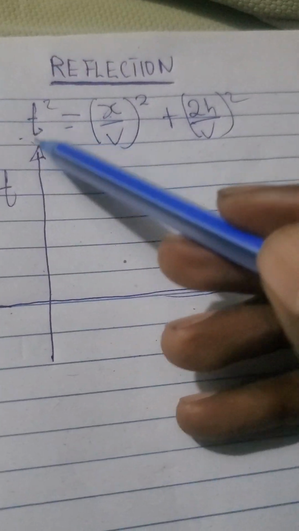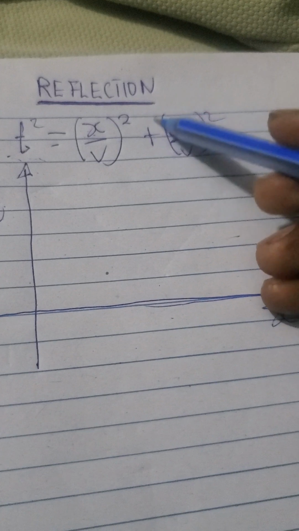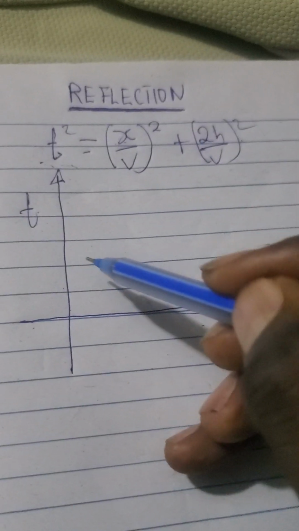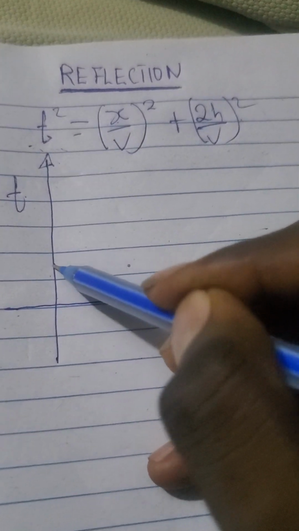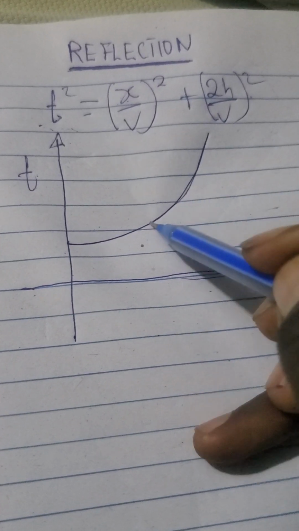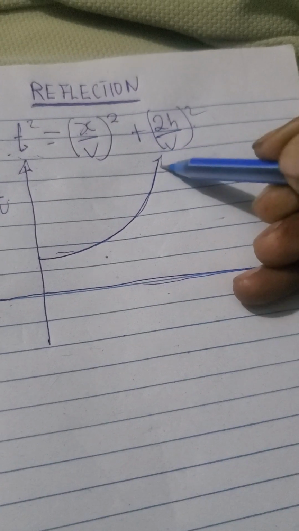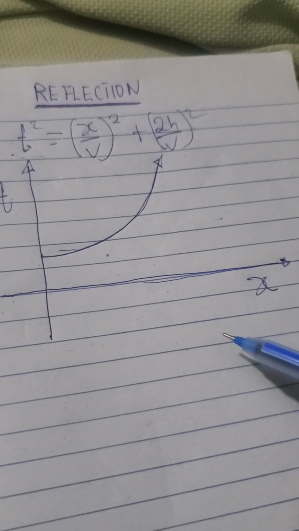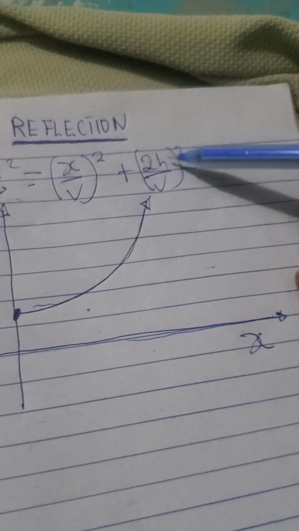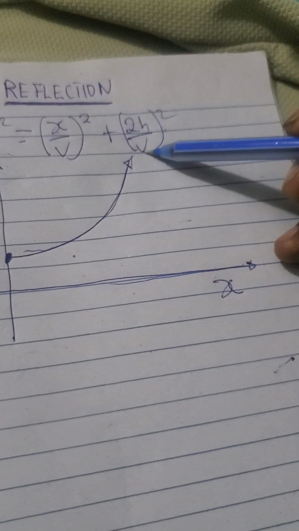And if you draw t against x, the graph will be curved and it will have an intercept of 2h over v. Assume we consider only the direction of positive x, and it will be curved in this way. And the point of intersection will be 2h over v. Of course, what does 2h over v mean?